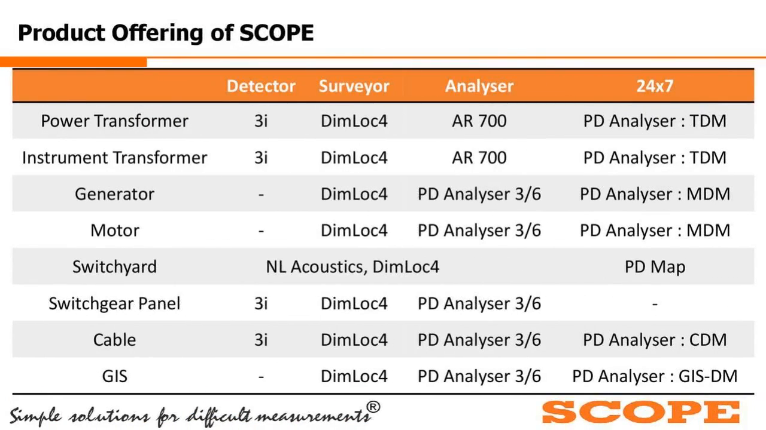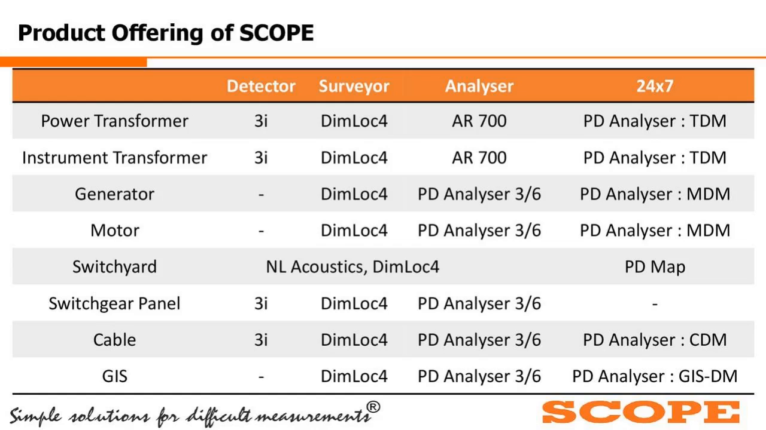Now here is the product offering. This is just one slide to show the kind of product range that we have, just to interest you in that. So in case of power transformer, you have got your detector 3i, the kit that we saw right at the very beginning. Then you have got surveyor, that is your DIM block 4. Then you have got your analyzer. AR700 is an expert in transformer PD localization. Then comes your PD analyzer, that is a transformer diagnostics monitoring system.